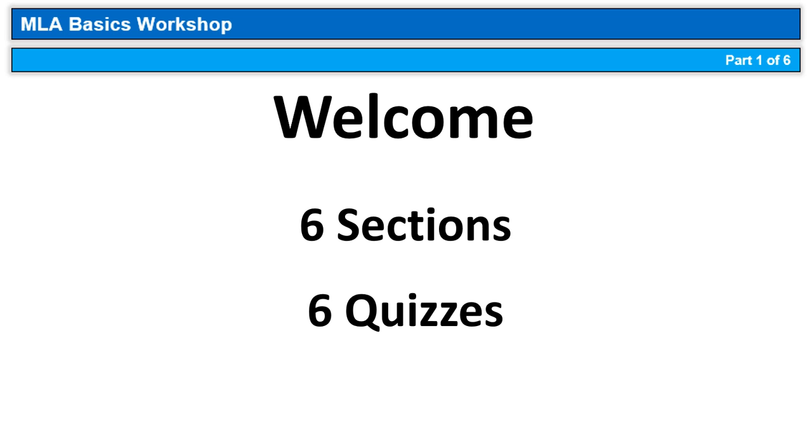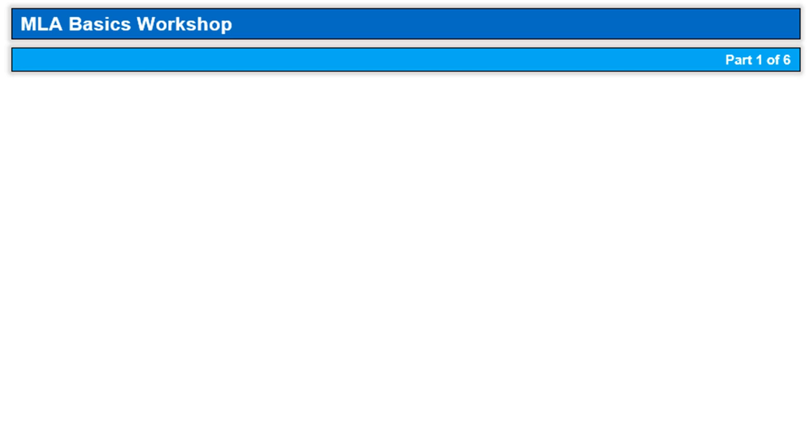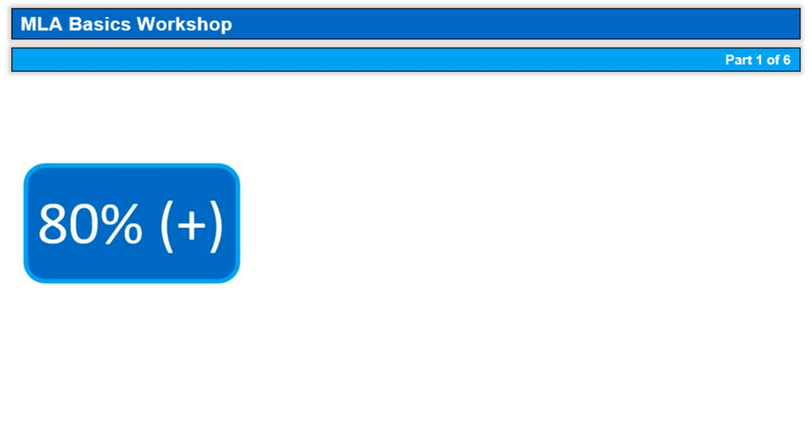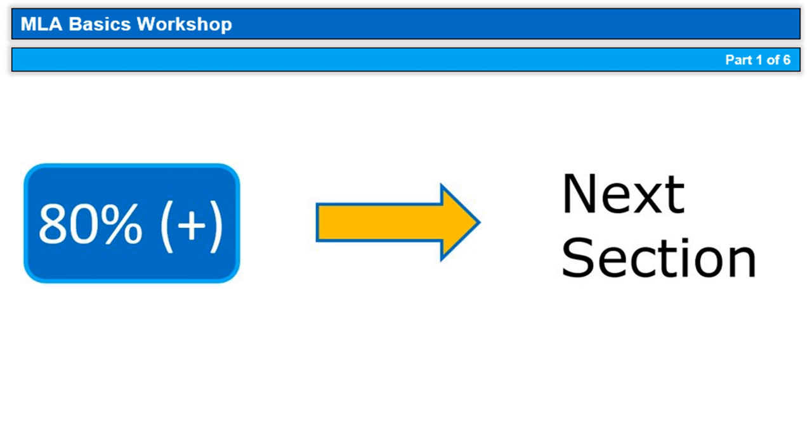The first 5 sections can be attempted twice, and you must pass with a score of 80% or higher to move forward. When you score 80% or higher, the next section will open. Sections will not open until you have a score of 80% or higher. The final section is a knowledge check and can only be attempted once.